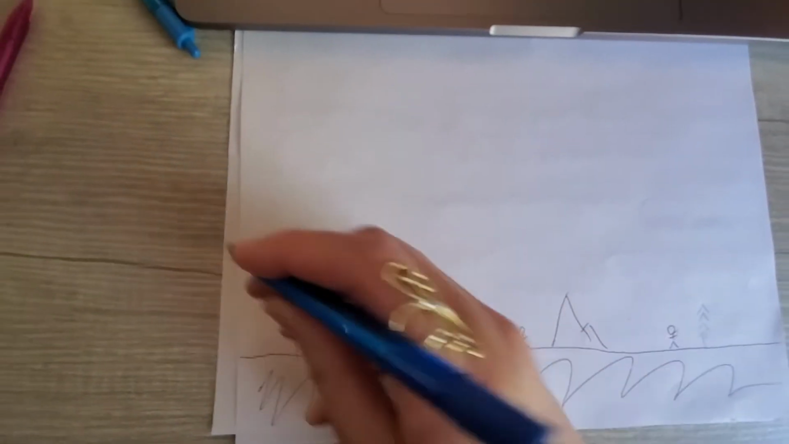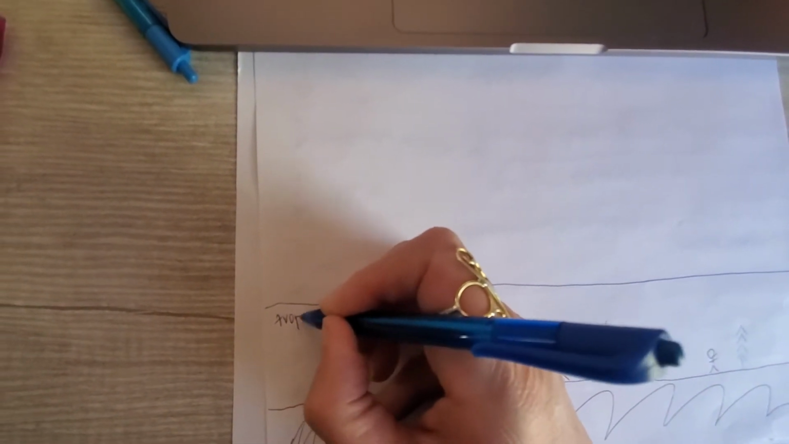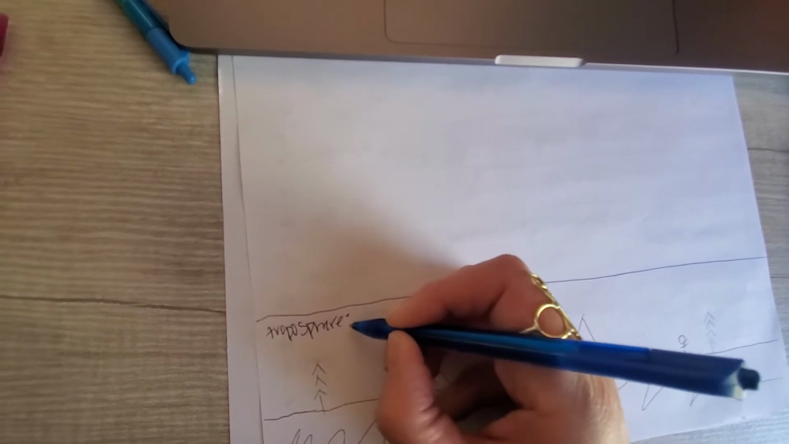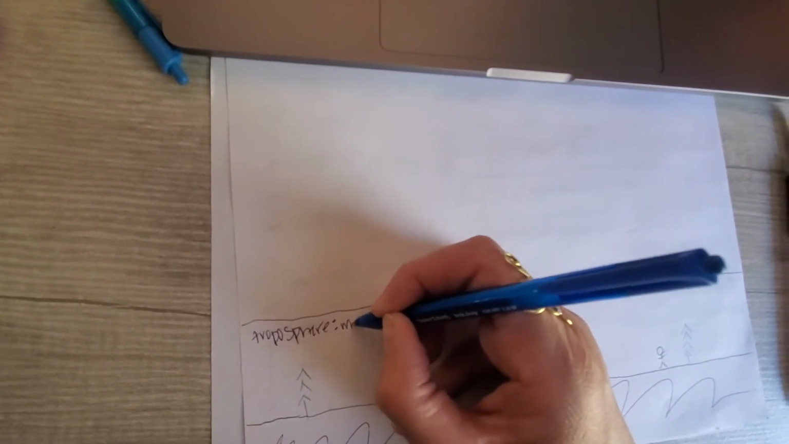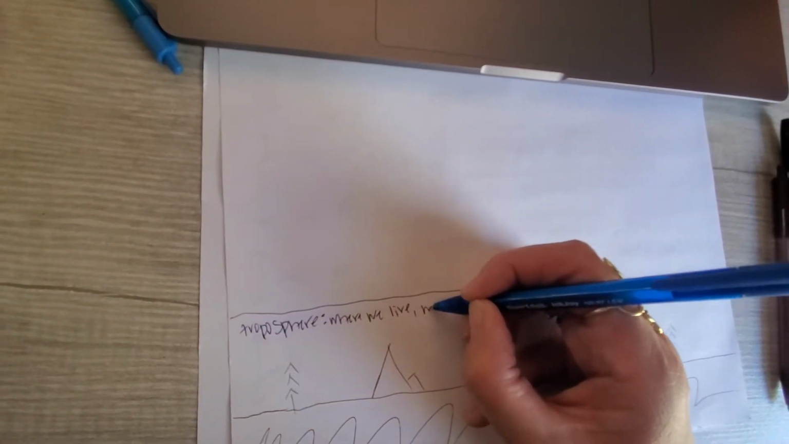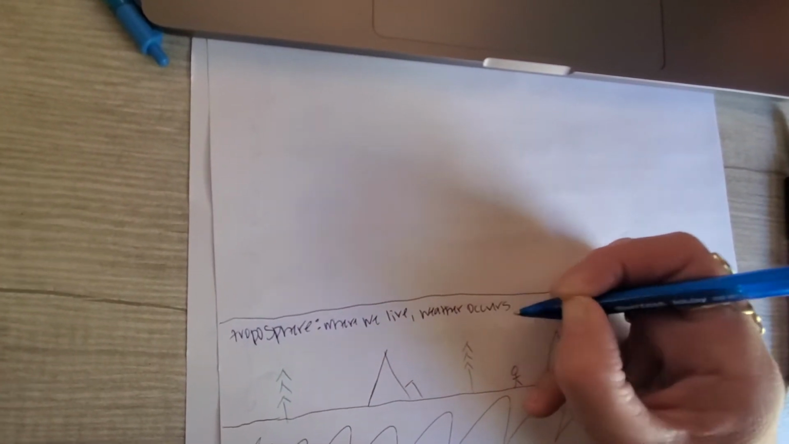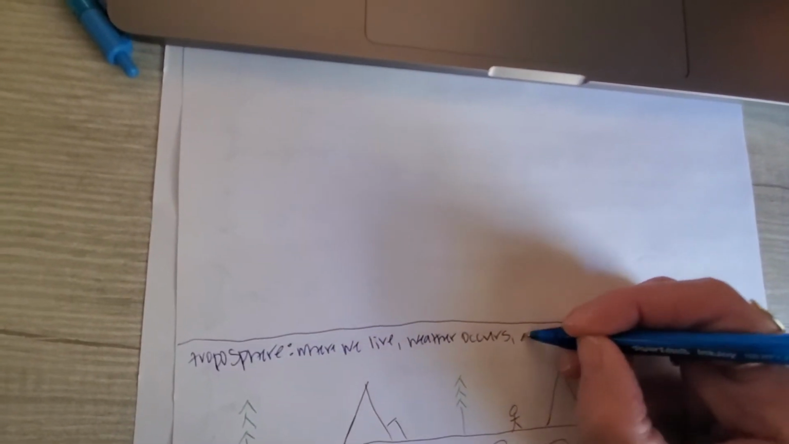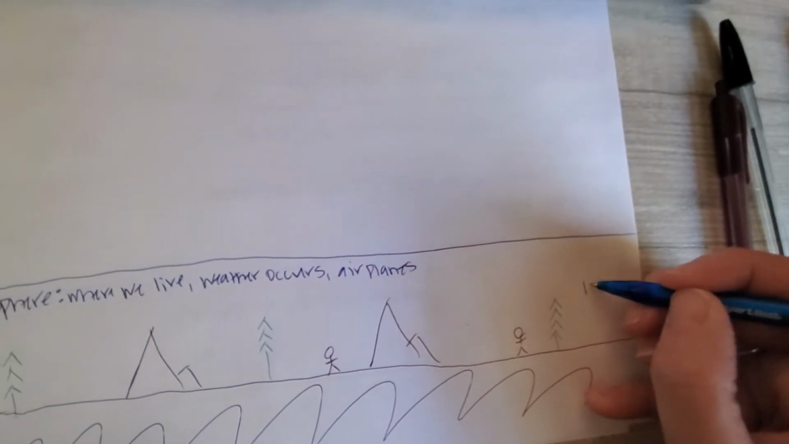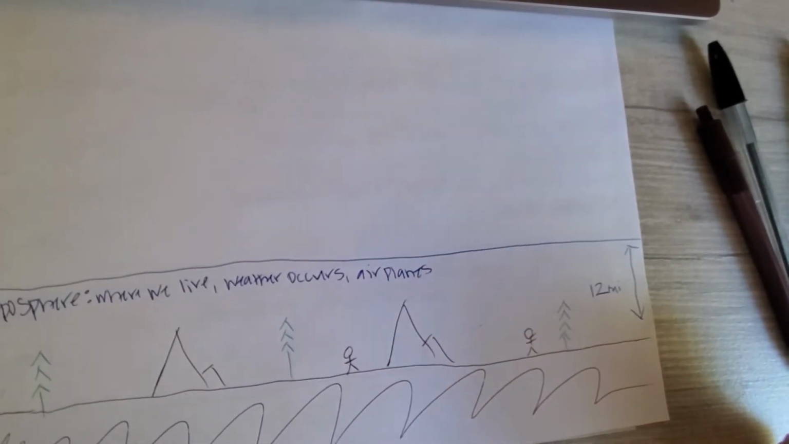All right, so this is the troposphere. I'm gonna draw a line. I'm gonna write troposphere. Then I'm gonna write a few facts. This is where we live. This is where weather occurs. This is where airplanes fly. And it's approximately 12 miles from Earth's surface. Okay, make sure to add that in.